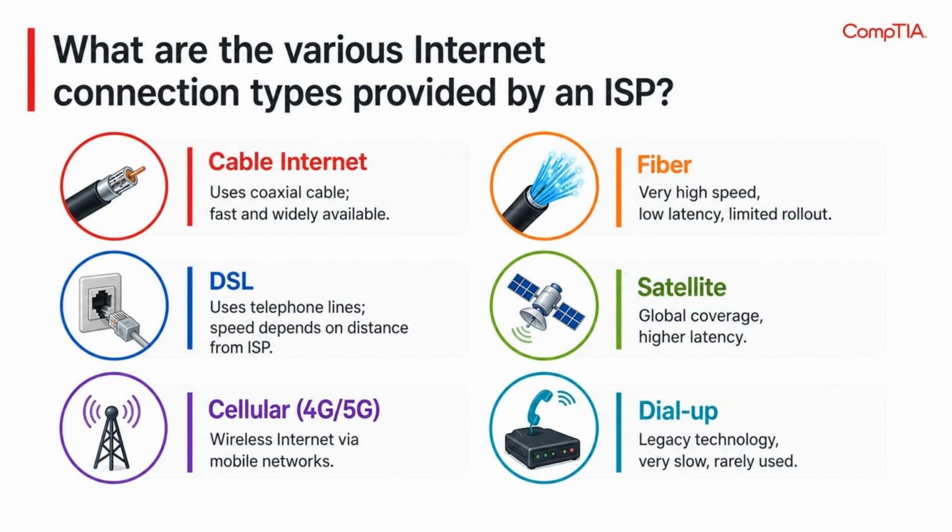Cable internet uses coaxial cable, fast and widely available. DSL uses telephone lines, with speed depending on distance from the ISP. Fiber offers very high speed and low latency, though rollout is still limited. Satellite provides global coverage but higher latency. Cellular, over 4G or 5G, gives you wireless internet through mobile networks. And dial-up is a legacy option, very slow and now rare.